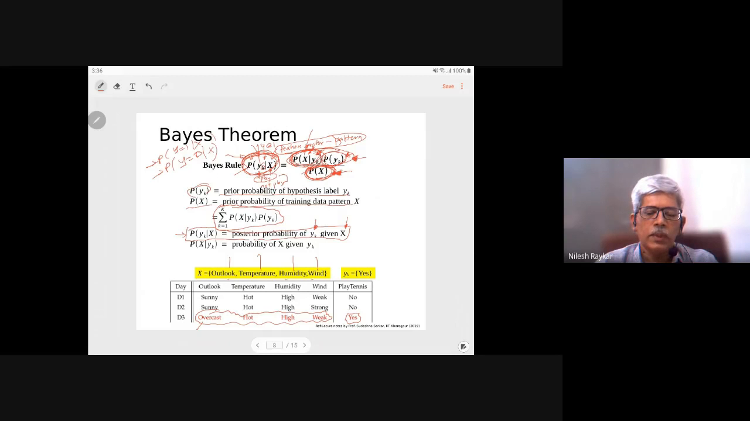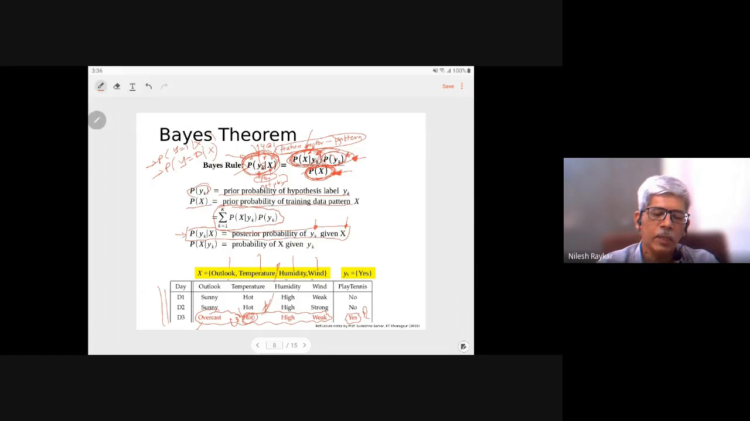Now, obviously, if you have some patterns which are existing in your database, then it is easier to do this calculation. But if you have some combination which doesn't exist at all in your training data set, for example, if you want to calculate the probability of playing tennis when, instead of hot temperature, it is a cold temperature for which you don't have any data, how do you predict in that particular case? That is what needs that naive assumption.